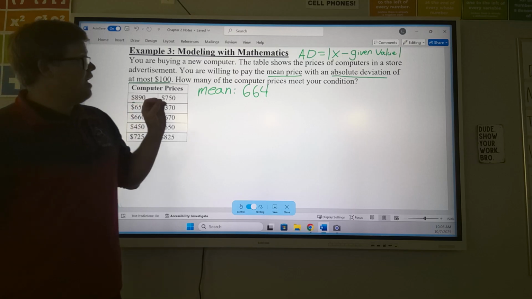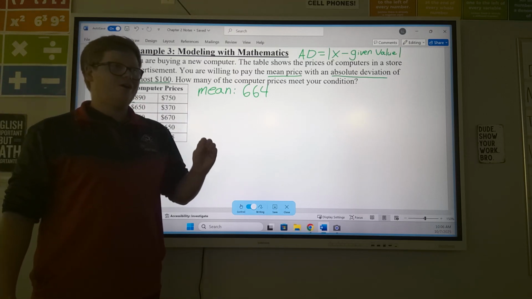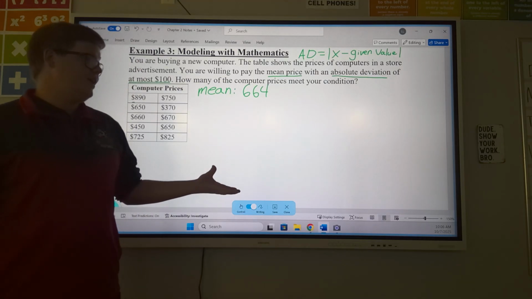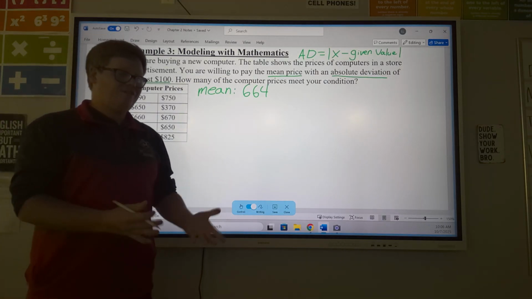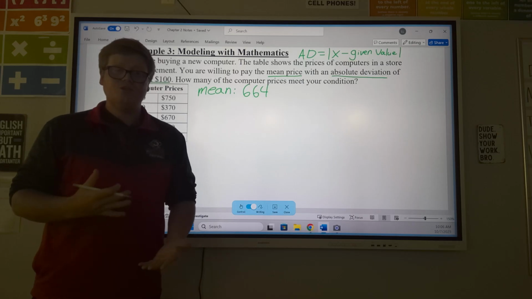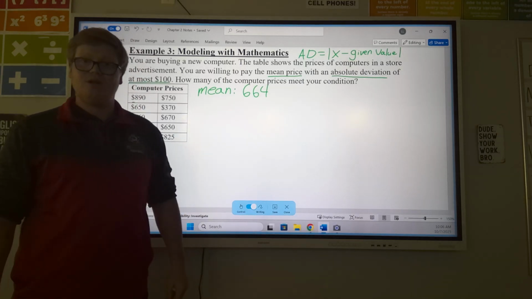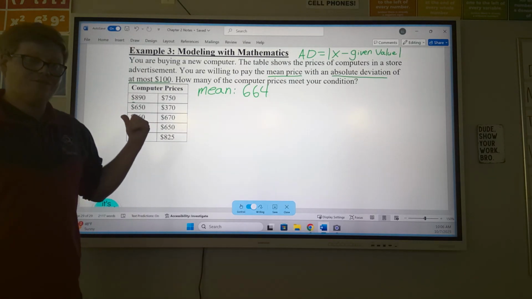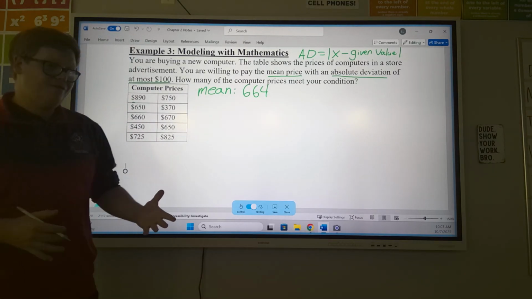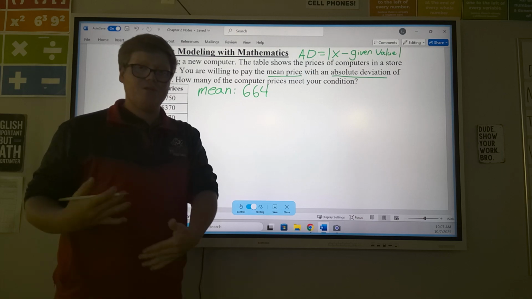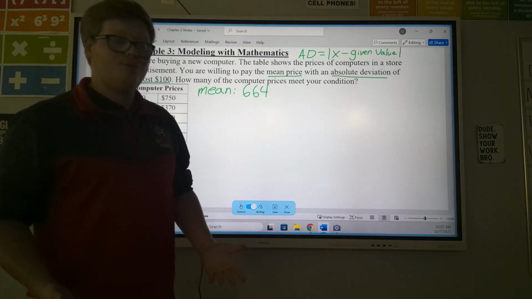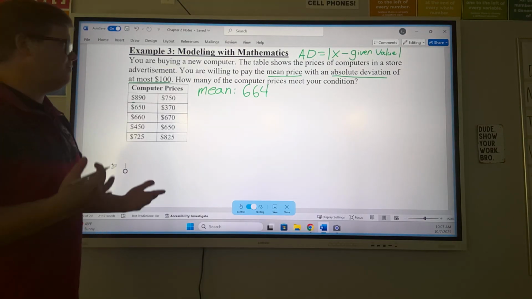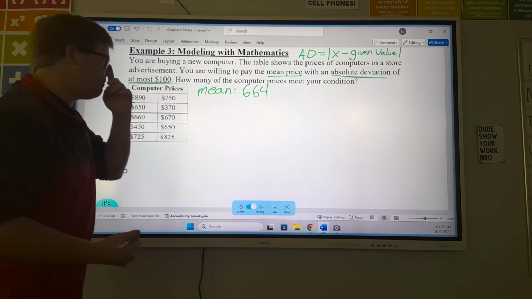Now, the absolute deviation tells us we're willing to pay $100 less than $664. That might be a case where a cheaper computer might have the same items on it that you want as a $664 computer. But you're also willing to pay $100 more than $664 because maybe if you pay $100 more, you get a couple more things that you want, and that's still in your price range. So we have to write our absolute value equation to figure out what our price range is.